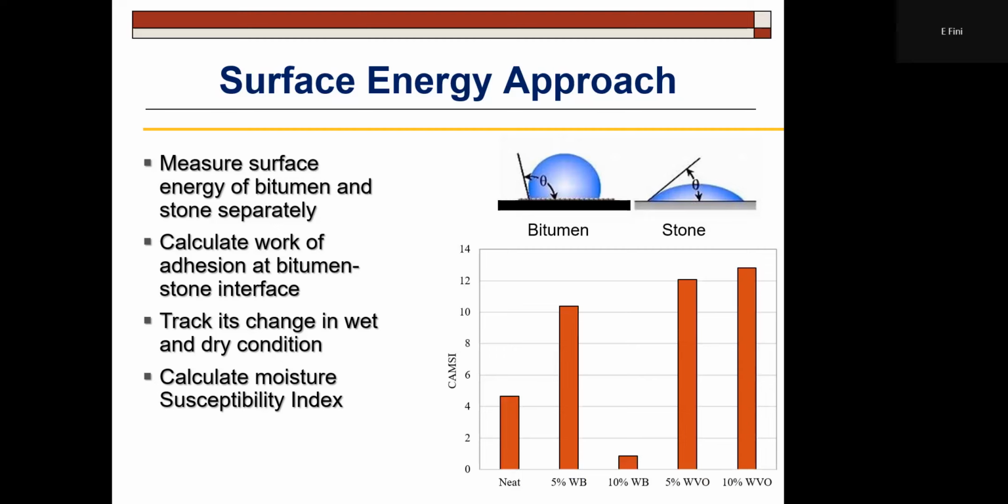In this case, you can see the index is also changing. For the neat, you have around 4, while the one that has 10% of this additive with an alphabetic name, these are not actual material names because the names are blinded. You can see that with 10% WVO, the index is 2-3 times higher, from 4 to 12. So when you add a material, surface energy will change, because sometimes you add an additive that is polar, sometimes it's non-polar, and it changes the whole surface energy. In the case of WB, you can see that the index actually dropped to a quarter, from 4 to almost 1.